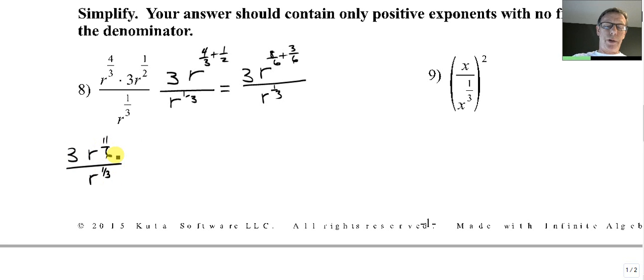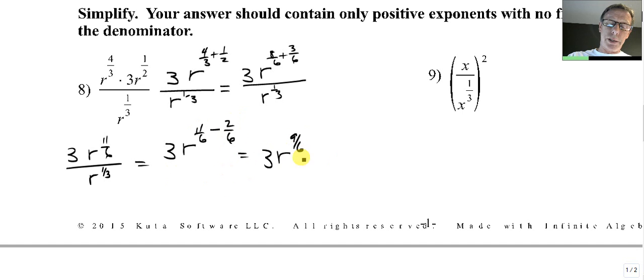The 11/6 is a bigger exponent than the 1/3, so it's going to be the top r to the 11/6 minus r to the 1/3. So that would be 3r, and let's give them a common denominator at the same time. That would be to the 11/6 minus 1/3, which is 2/6. So that would be equal to 3r to the 9/6, which we can then simplify the exponent to 3r to the 3/2.